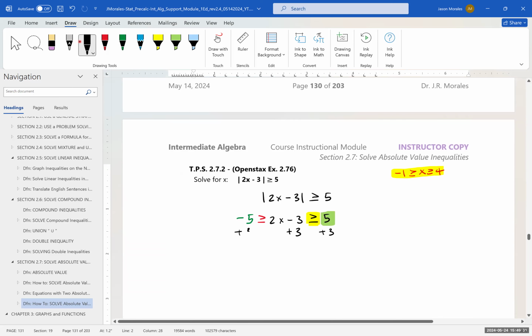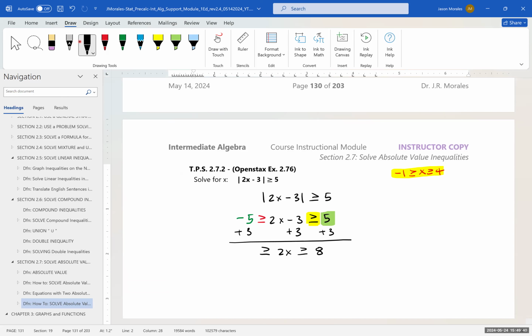3. So we get 2x is greater than or equal to 8, and 2x is less than or equal to negative 2. Divide by 2. And we get x is greater than or equal to 4, and x is less than or equal to negative 1.